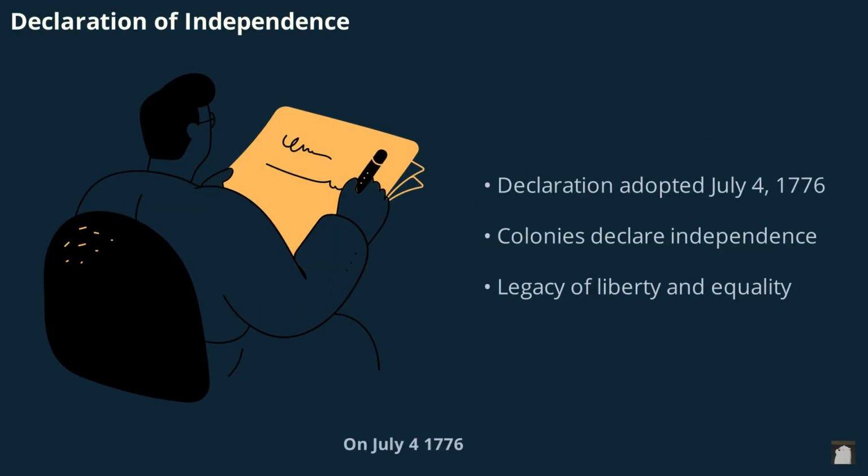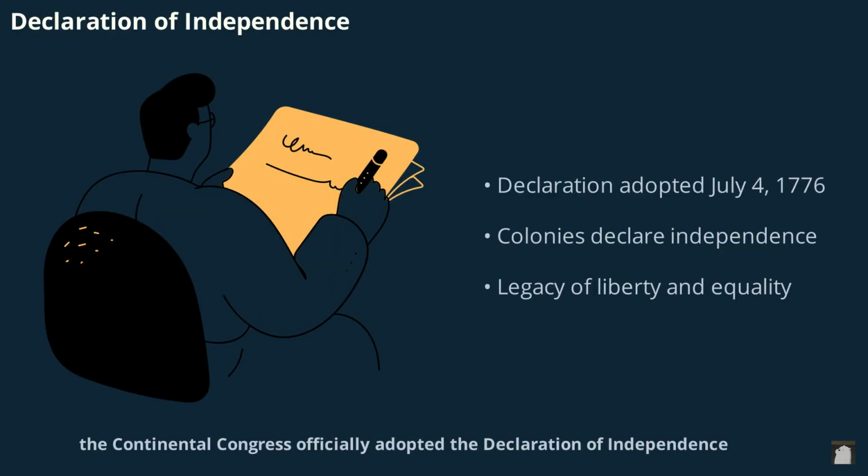On July 4, 1776, the Continental Congress officially adopted the Declaration of Independence. This historic document proclaimed that the 13 colonies were now free and independent states, no longer subject to British rule. The Declaration's powerful words about liberty and equality would echo through history, inspiring future generations.